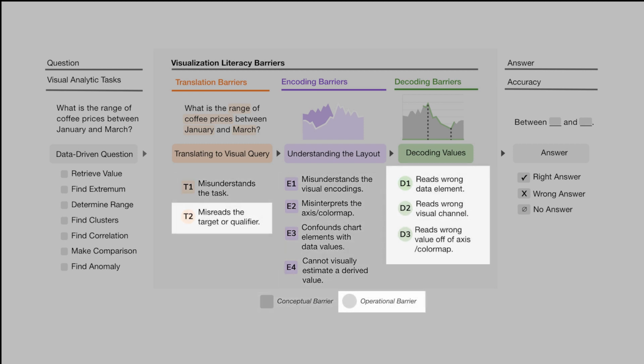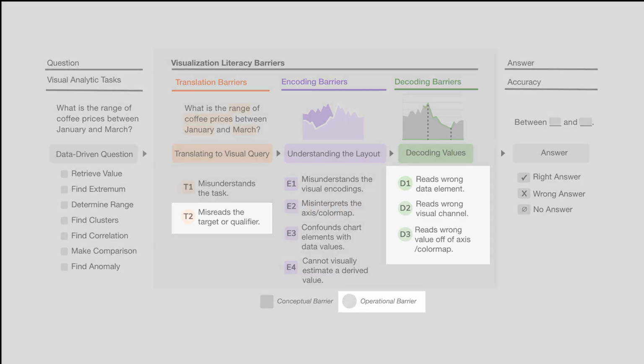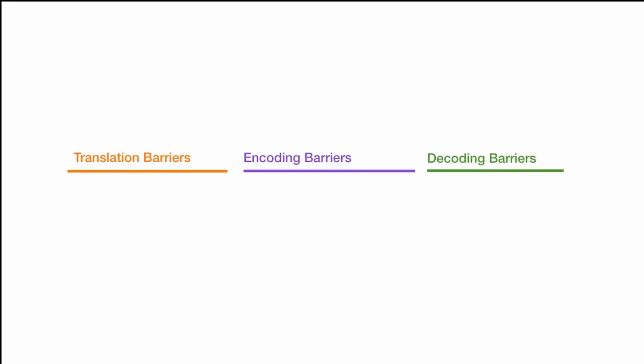Operational barriers, on the other hand, are those that occur when a user misreads the question or the elements in the visualization, such as data values or color legends. Operational barriers can result from a previous conceptual barrier, but they can also happen in isolation as a result of not paying attention. Let's go through the 3 main types of barriers.